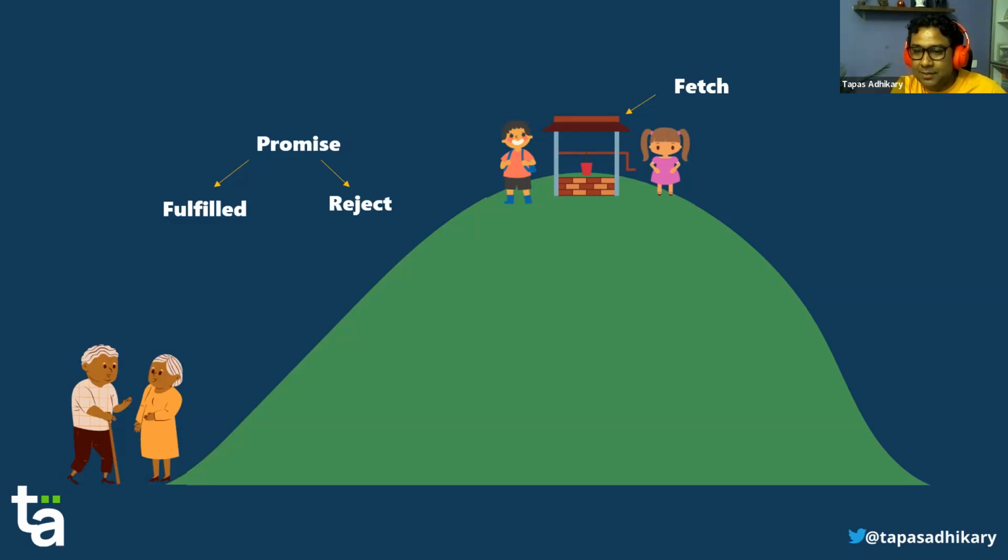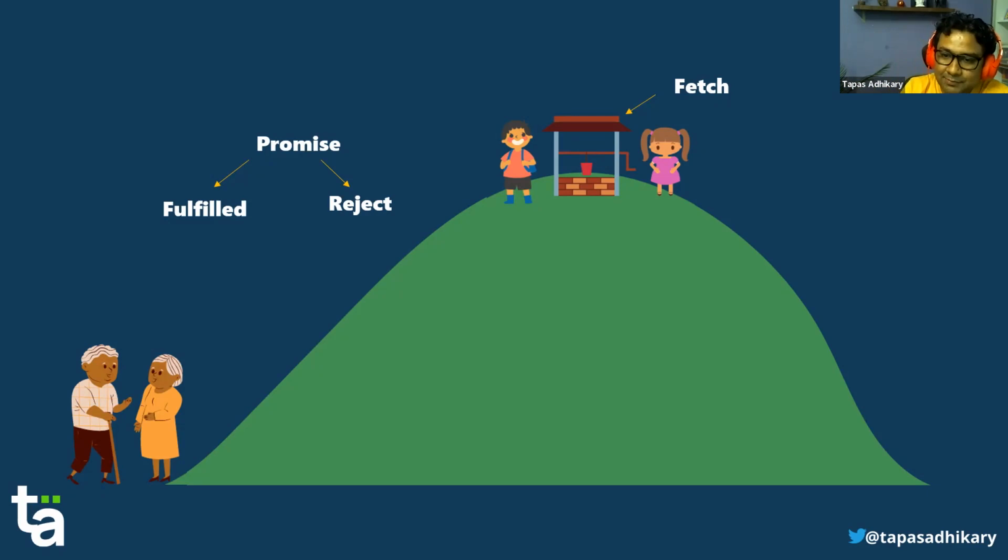The grandparents are the caller program, who actually created the promise and is waiting on the promise to either resolve or reject. Jack and Jill, who went up the hill to fetch the water, the task they're performing is nothing but the executor function that we pass into the promise. Once it resolves, the grandparents, the caller, get the water. Once it rejects, they basically fall down. They don't get the water. As simple as that. So that's the story.